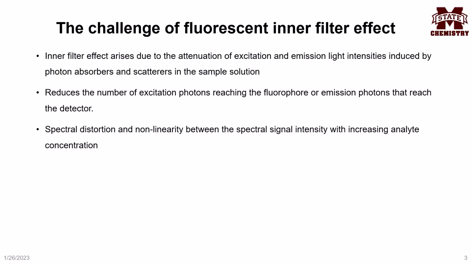A common problem in fluorescence spectroscopy is, however, the inner filter effect. The inner filter effect is caused by absorbers and scatterers in the medium that can attenuate the fluorescence intensity. It can lead to a decrease in either the number of excitation photons reaching the fluorophore or emission photons that reach the detector. This can lead to spectral distortion and nonlinearity between the spectral signal intensity and analyte concentration as the concentration of the analyte is increased.